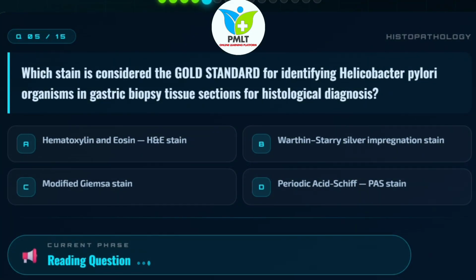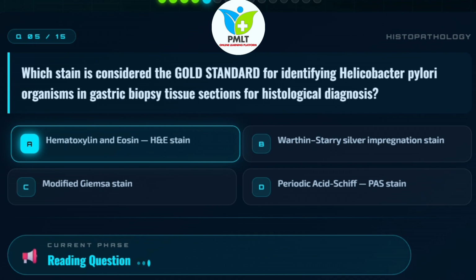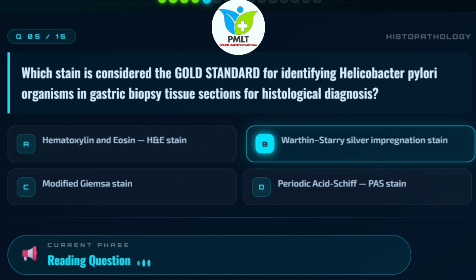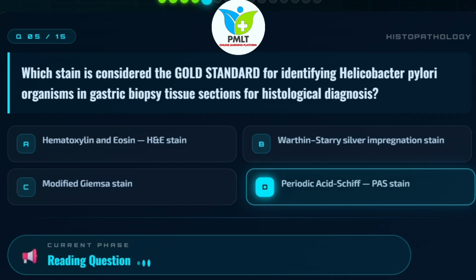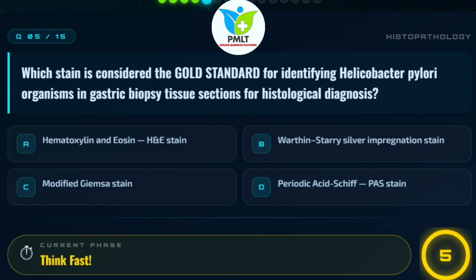Which stain is considered the gold standard for identifying Helicobacter pylori organisms in gastric biopsy tissue sections for histological diagnosis? A. Hematoxylin and eosin, H&E stain. B. Warthin-Starry silver impregnation stain. C. Modified Giemsa stain. D. Periodic acid-Schiff, PAS stain. Timer starting.